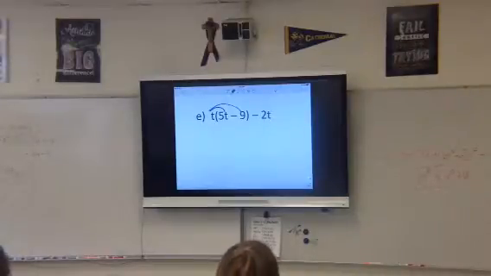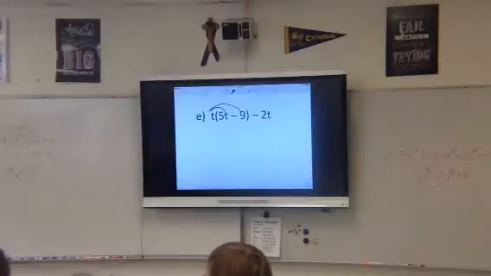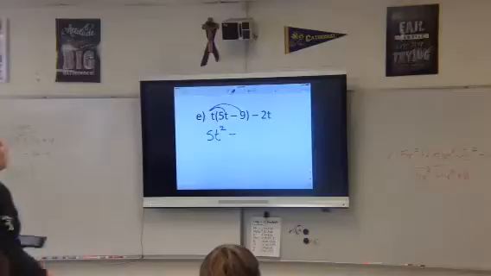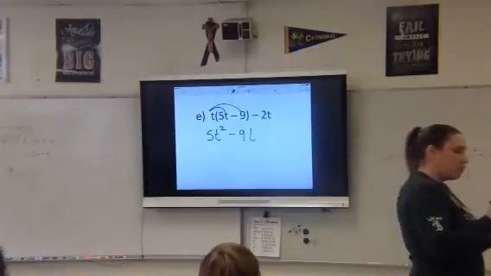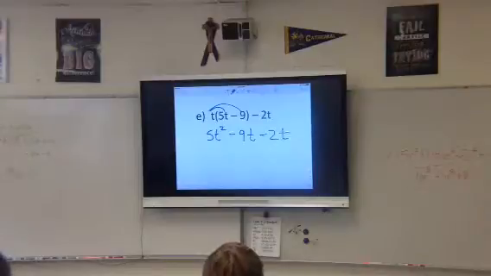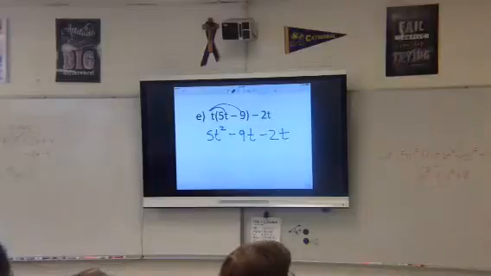So what would T times 5T be? Good, 5T squared or to the second, minus, what would 9 times T be? 9T. And then we're just gonna drop in that negative 2T, okay? Because we can't distribute to it. Okay, so now, we still need to clean it up a little bit. So what can I combine here? What can I combine? Say that again?